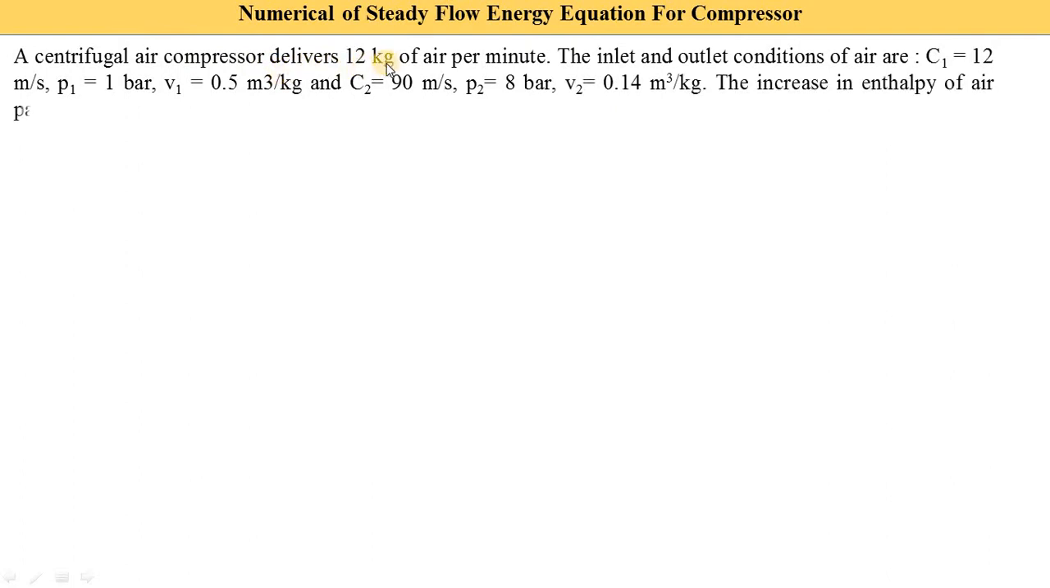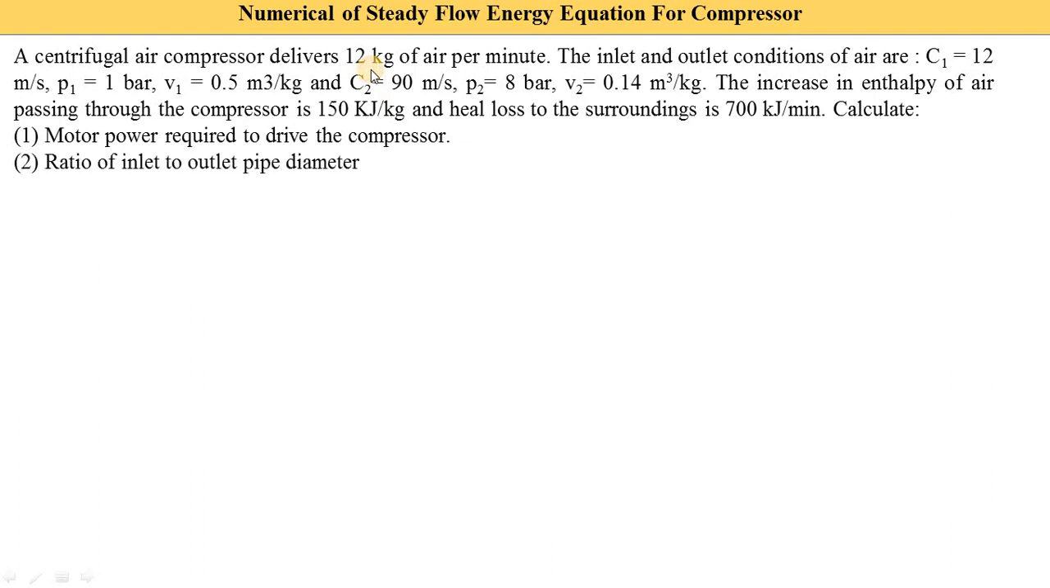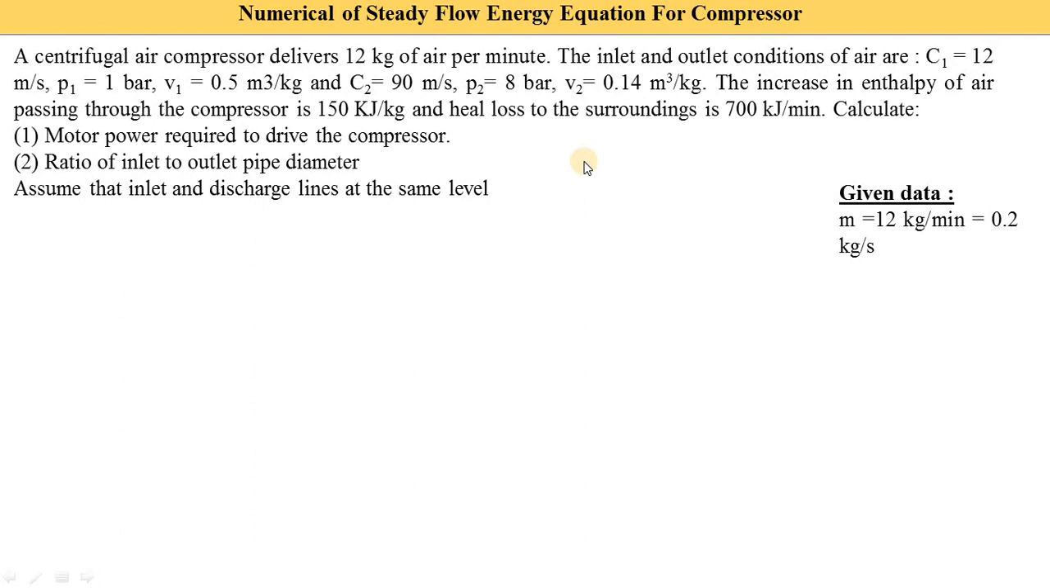Delivers 12 kg of air per minute means mass is given. So mass of air supply is 12 kg per minute. But when we solve numericals, we require it in kg per second. So first we need to convert this 12 kg per minute into kg per second. For that we divide 12 by 60. So here we write in the given data m is equal to 12 kg per minute, and 12 divided by 60 we get the answer 0.2 kg per second.